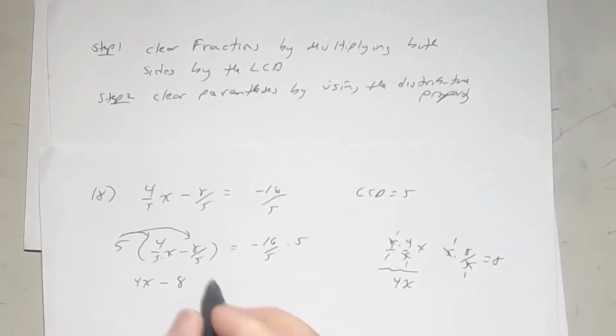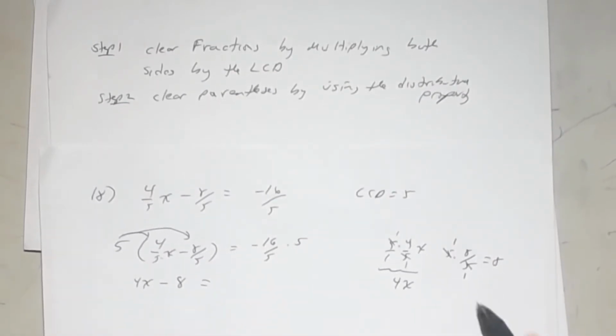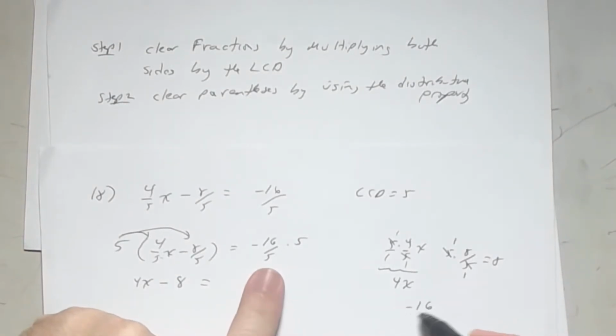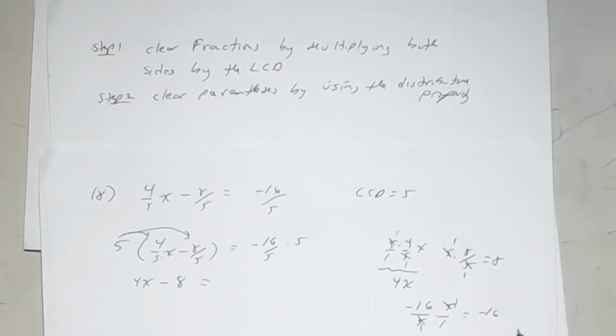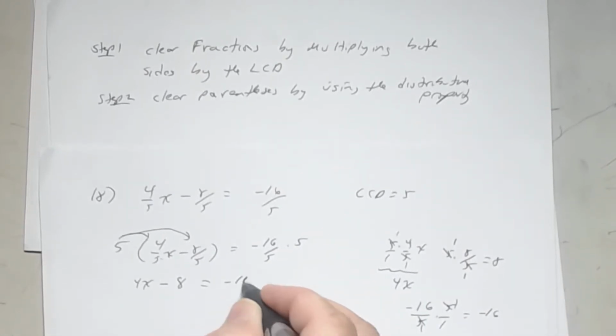So this becomes 4x minus 8, equal. And over here, I'm going to rewrite this. The 5s divide out, and what are you left with? Negative 16. The 5s have to divide out. That 5 in the denominator, I have to replace it with a 1, because that was the whole purpose of multiplying by the LCD, to get all these to be 1s. And so now I've cleared the fractions, and now that looks like previous types of equations that we've had.